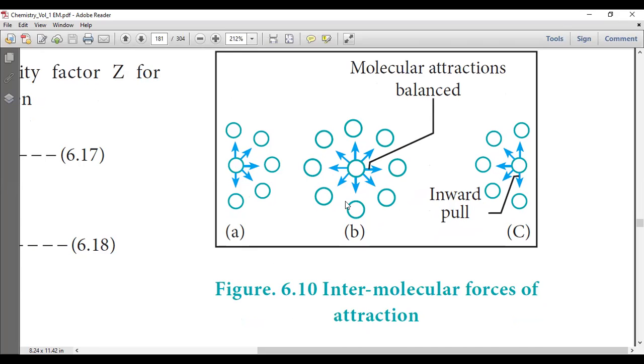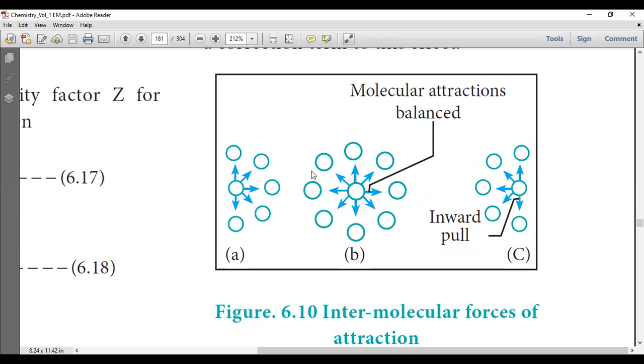In this B picture, what happens? The gas molecule is surrounded by others that are present in the container. So here this molecular attraction gets balanced. So when it is in the corner, it gets striking, so it sticks to the walls. But the one in the middle gets evenly balanced.